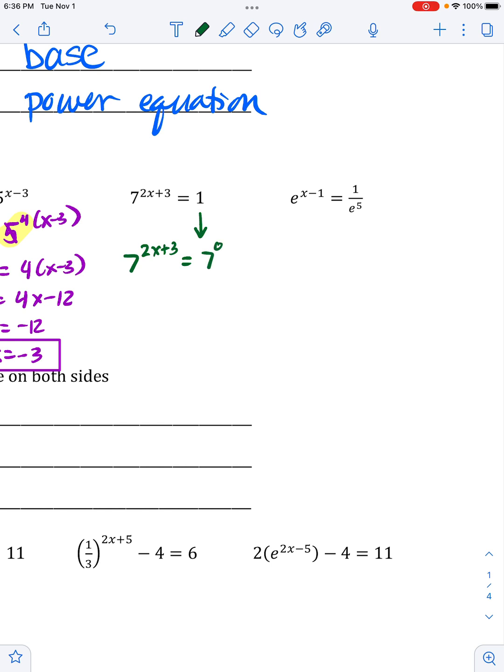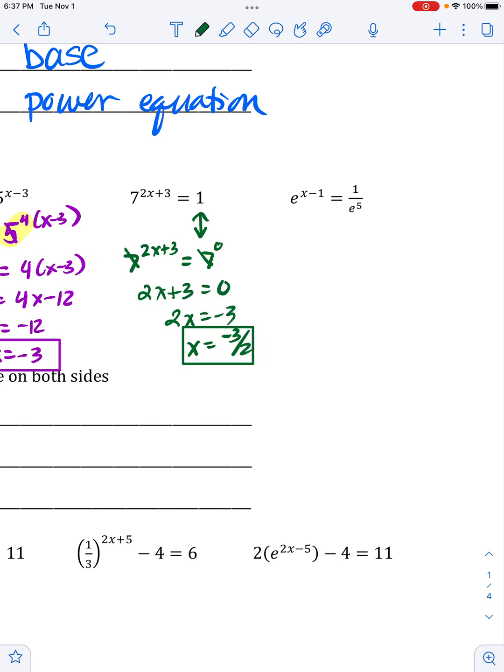Anything to the 0 power is 1. So I'm rewriting that side as 7 to the 0. Then I can cancel my 7s, and my 2x plus 3 equals 0 becomes my algebra 1 equation, and I end up with -3/2 as my solution. Isn't that slick? I think it is. It's pretty fun. You're welcome for teaching you that fun thing.